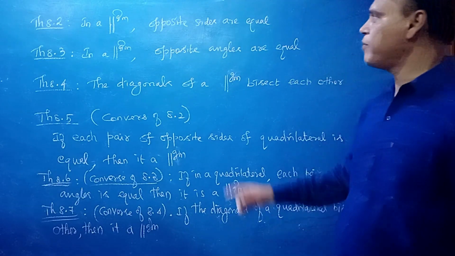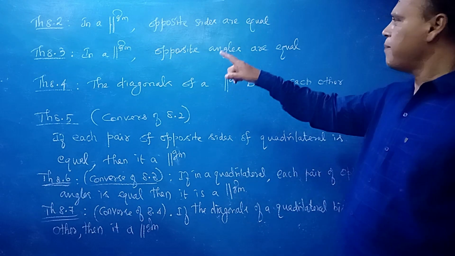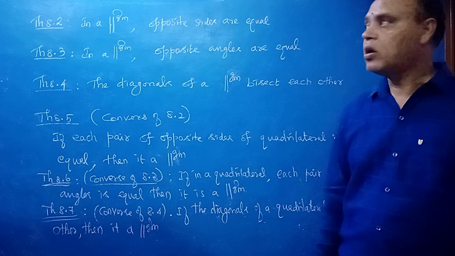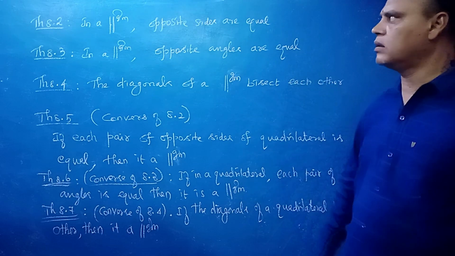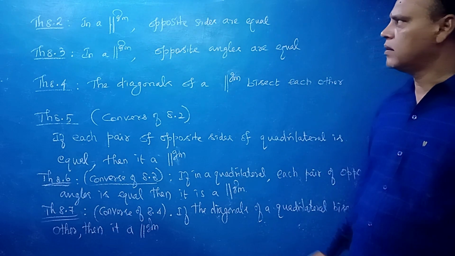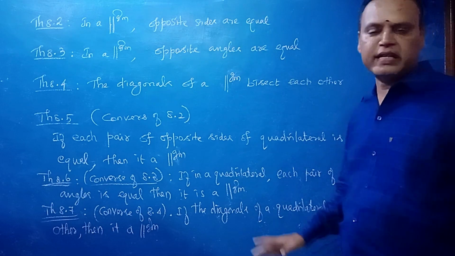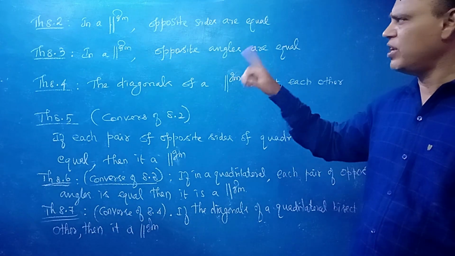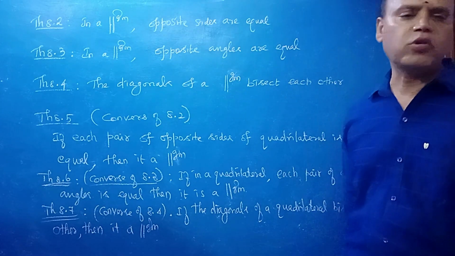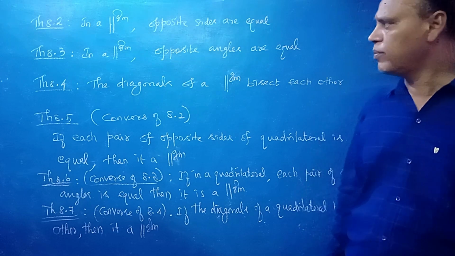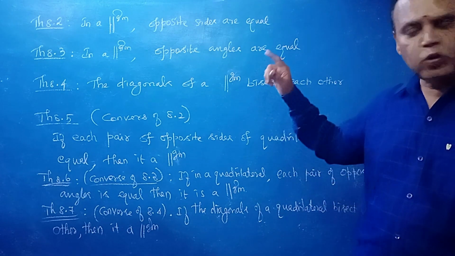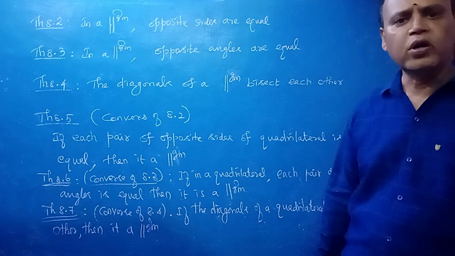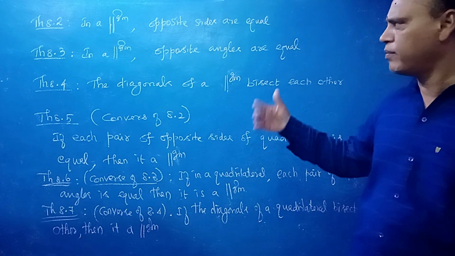So next we will see theorem 8.2. In a parallelogram, opposite sides are equal. Clear? This proof is not necessary. The result is very important. Always remember. Then theorem 8.3. In a parallelogram, opposite angles are equal. Always remember. I already told you also. It is properties of parallelogram. Again I am just recalling.